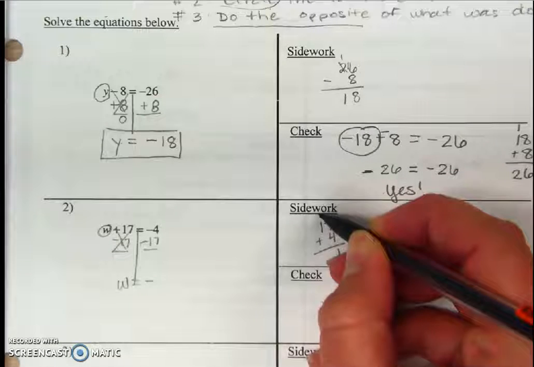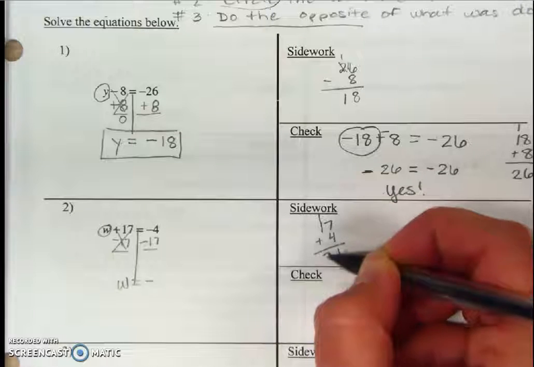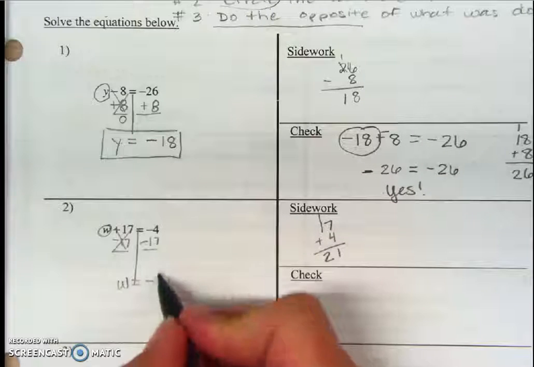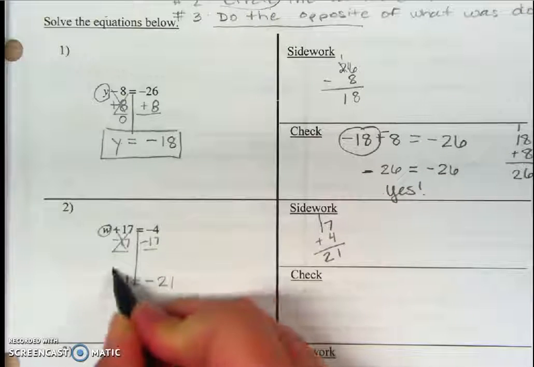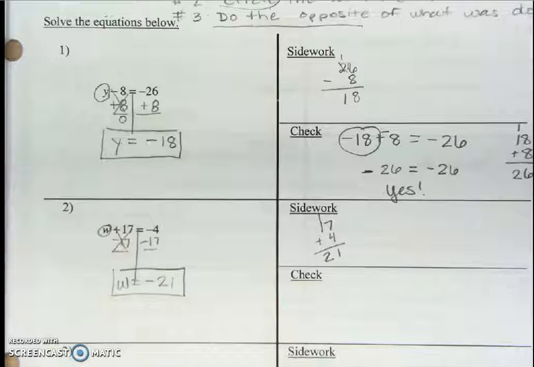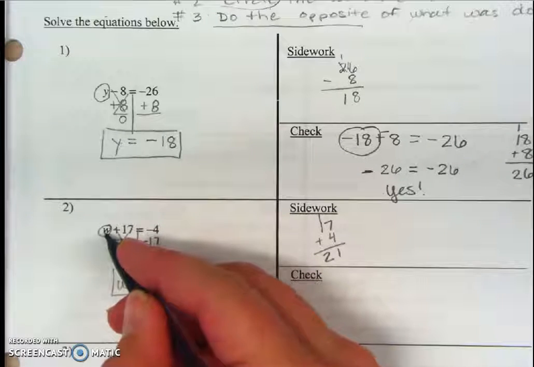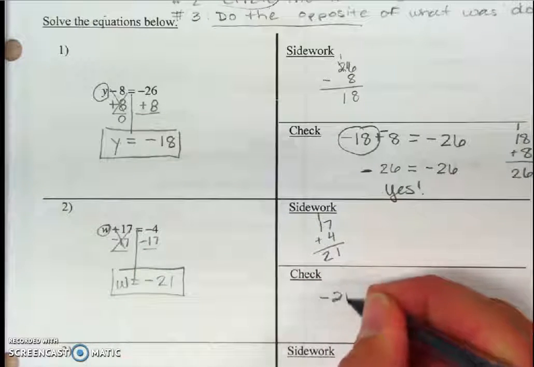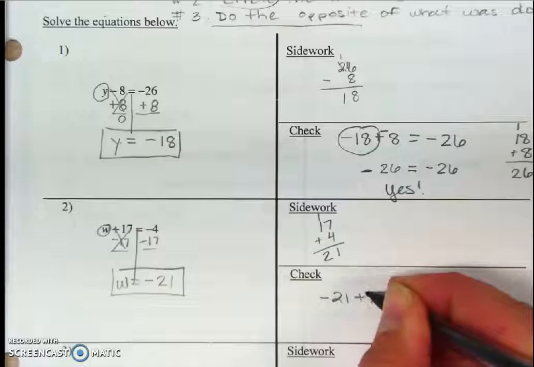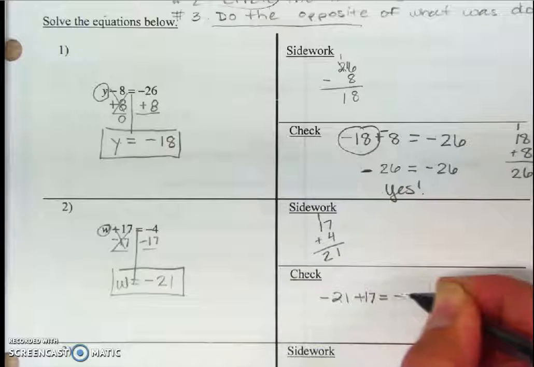7 and 4 is 11, carry the 1. 1 and 1 is 2. So that means I get W equals -21. And that's my answer because that's what we figured out the W is equal to. Now we check. Let's see. If W is -21, that means we should be able to say -21 plus 17 equals -4.